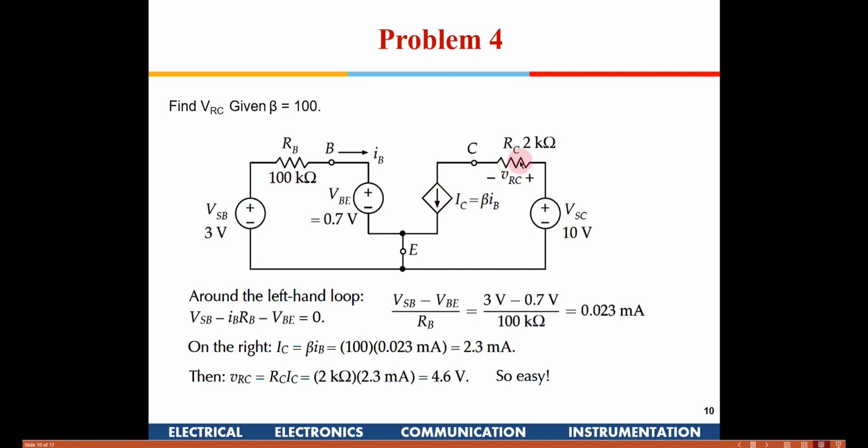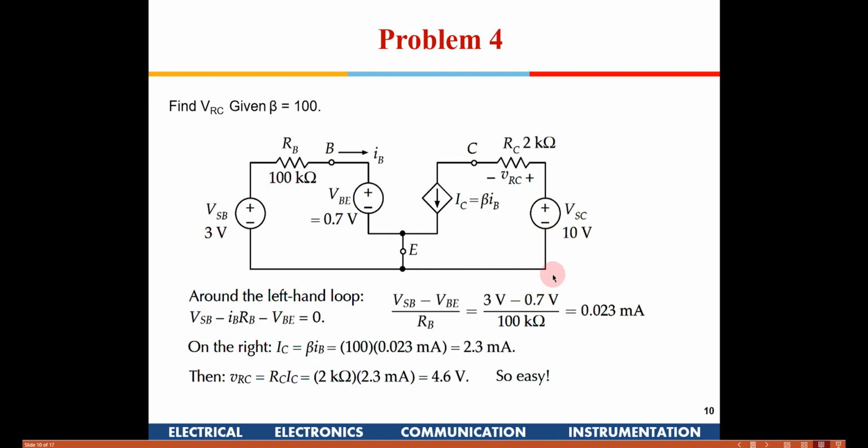So what is the voltage across this RC? You need to multiply this current with that RC value, which is 2 kilo ohms. So you get 4.6 volt. Okay, is it okay with all of you? Anybody has got any doubts? Please let me know. I can repeat things.